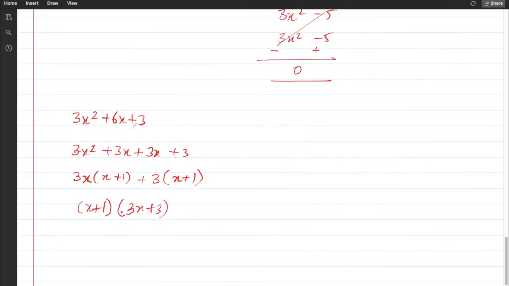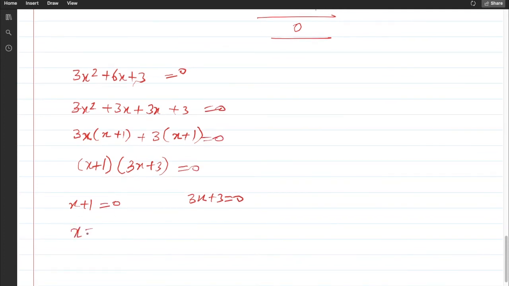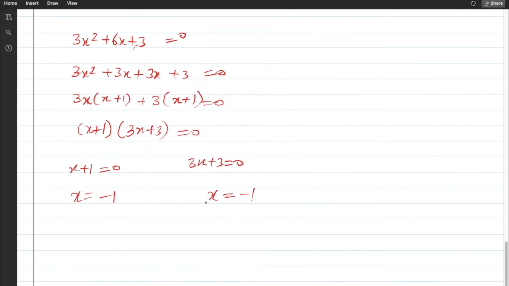So from here I get two values of x, and one is x equals to minus 1. From here you can write it like x plus 1 equals to 0 and 3x plus 3 equals to 0, because this equation was equal to 0. So I can rewrite it like this. So from here x is coming out to minus 1, and from here also x is coming out to be minus 1.